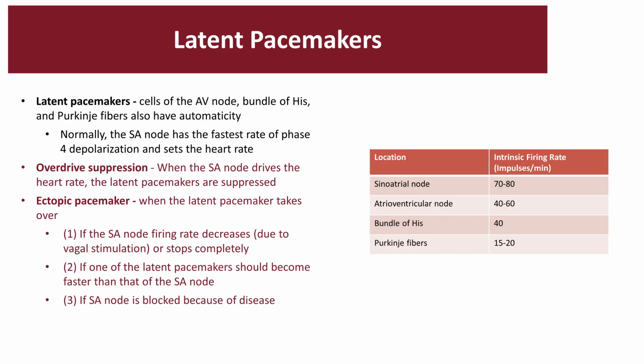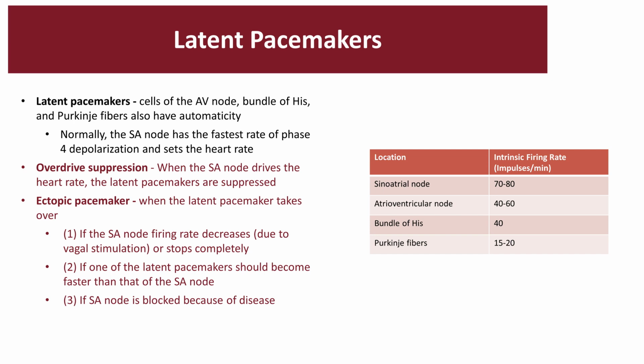Latent pacemakers. Latent pacemakers are cells in the AV node, bundle of His, and Purkinje fibers that also have a slight ability to generate automaticity. These latent pacemakers are not dominant as long as the SA node is healthy and working normally, because the SA node has the fastest phase 4 depolarization, and that's why it sets the heart rate. On the right-hand side, you can see the firing rate. SA node is 70 to 80 impulses per minute. AV node is 40 to 60. Bundle of His is about 40, and Purkinje fibers are only 15 to 20.